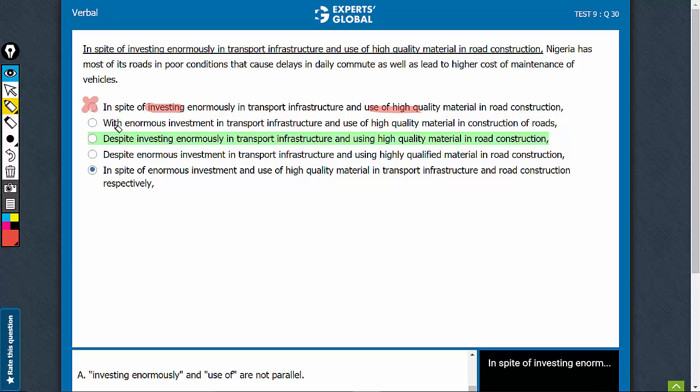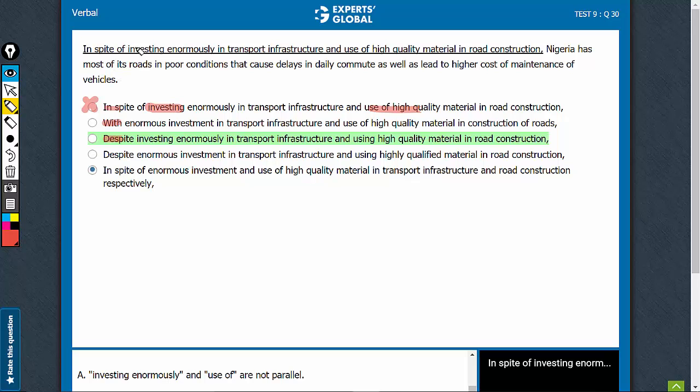Option B, with. This is the first thing that catches my attention. We have in spite of, we have despite, and then we have with. So see, in option A and option C, these terms are going to show some contrast, while with is not going to show contrast. So the meaning becomes very important here. We have to see whether there is a contrast being conveyed in the meaning.